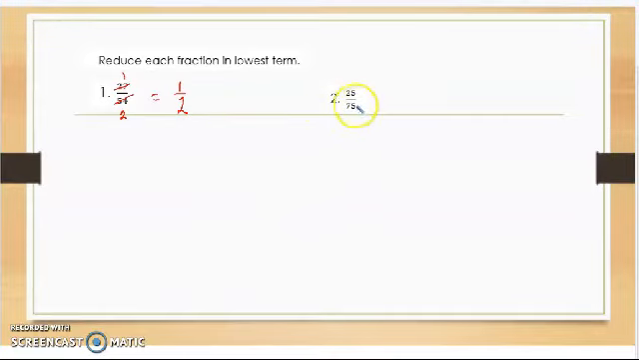How about 25 and 75? So 25 and 75 are divisible by 25. So 25 divided by 25 is 1, and 75 divided by 25 is 3. Therefore, the simplest form of 25 over 75 is 1/3.